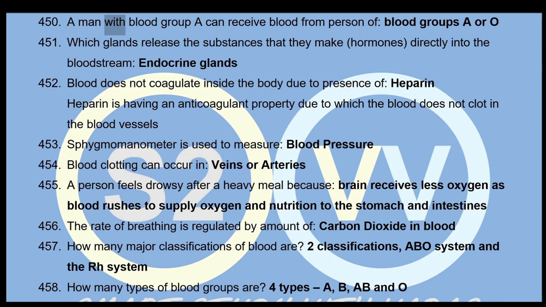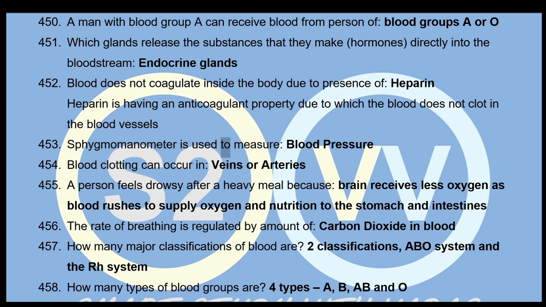A man with blood group A can receive blood from a person of blood group A or O. Which glands release the substances that they make, hormones, directly into the bloodstream? Endocrine glands. Blood does not coagulate inside the body due to the presence of heparin. Heparin has an anticoagulant property due to which the blood does not clot in the blood vessels.